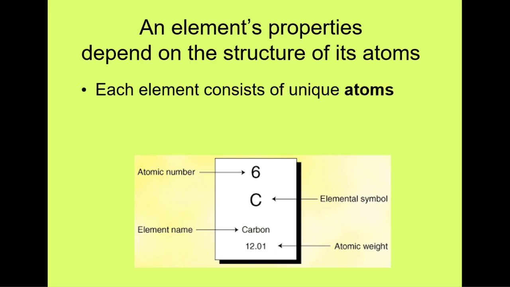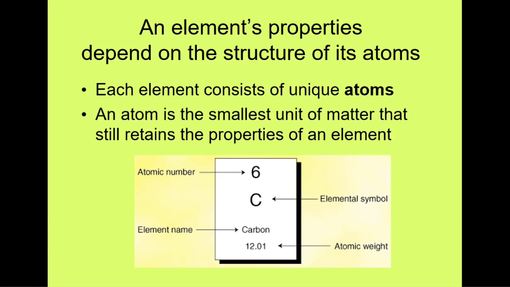Each element consists of unique atoms, and an atom is the smallest unit of matter that still retains the properties of an element. I've got a picture there of the periodic table representation for carbon, and essentially you can get down to one atom of carbon, and that is the smallest unit of matter that you can get to while still retaining the properties of carbon. If you go any smaller than that, then you no longer have carbon, you have a different element altogether.